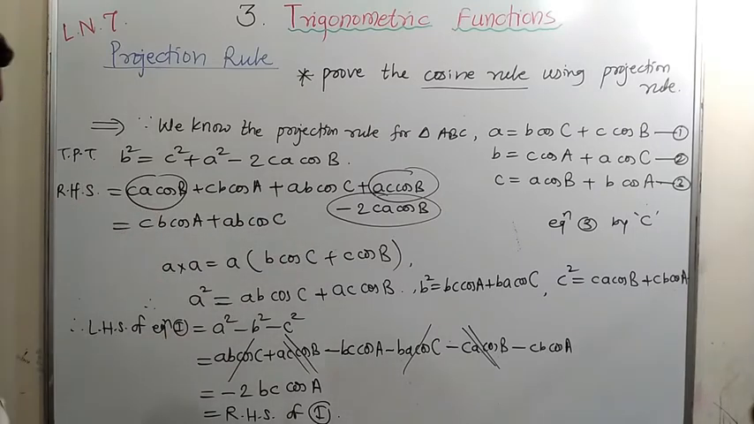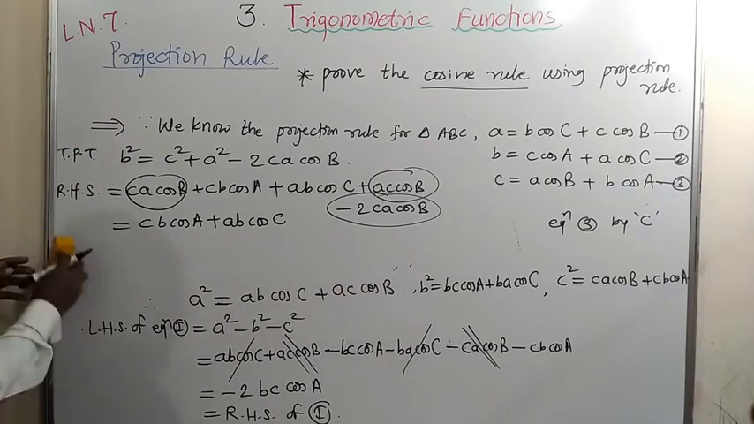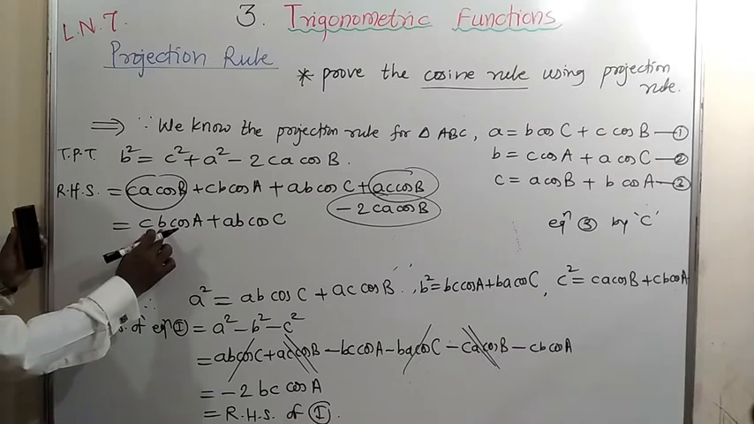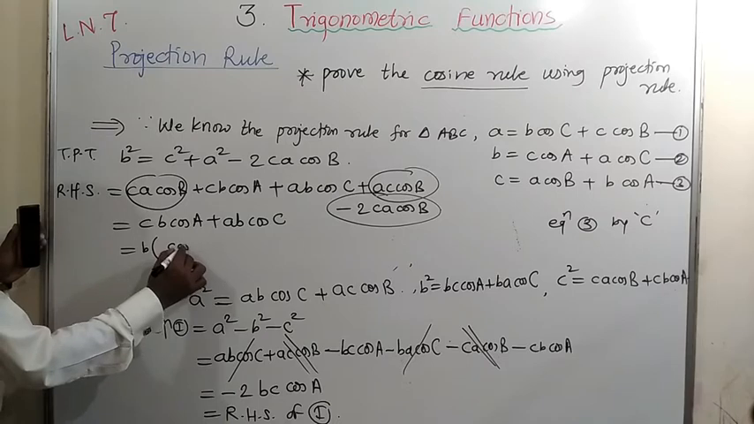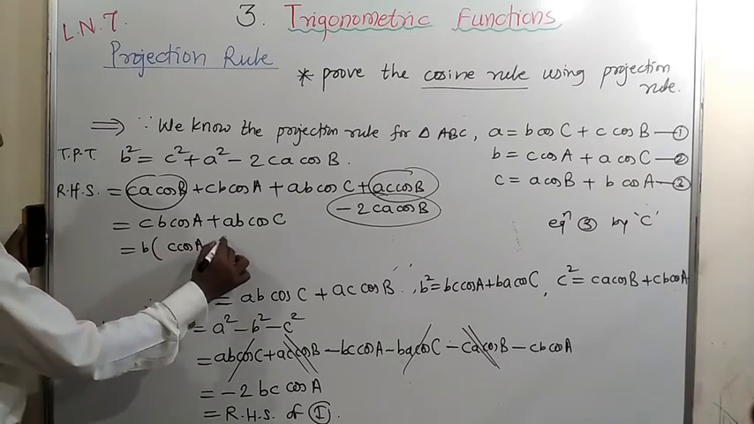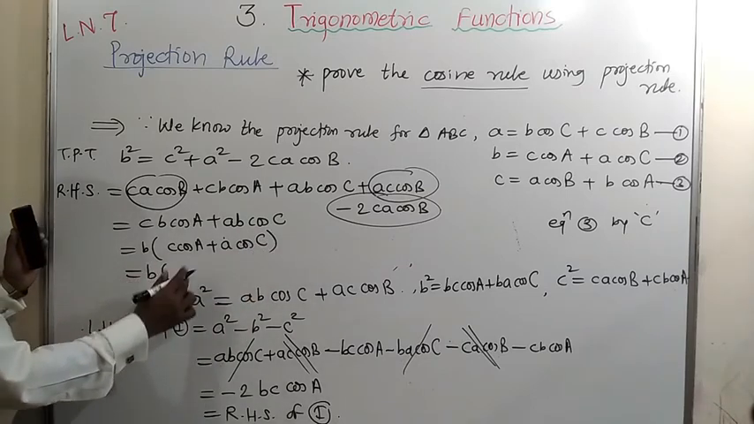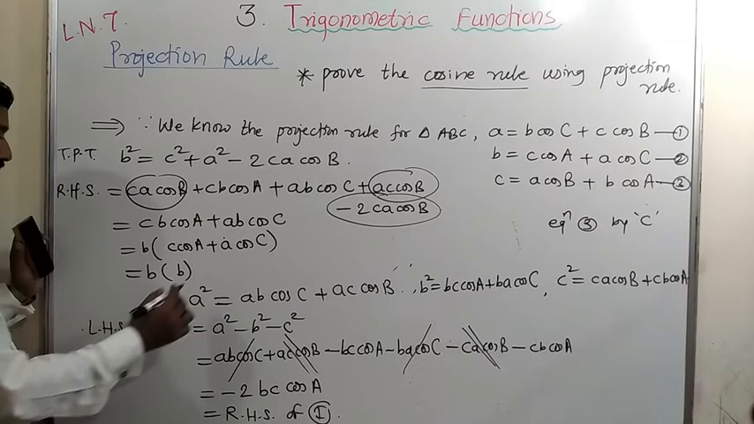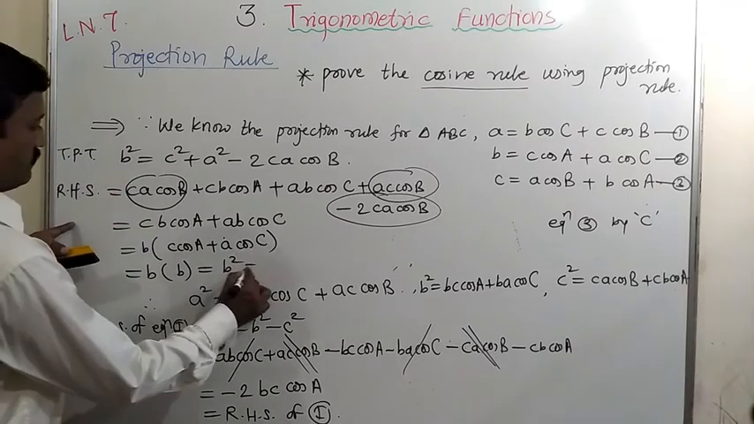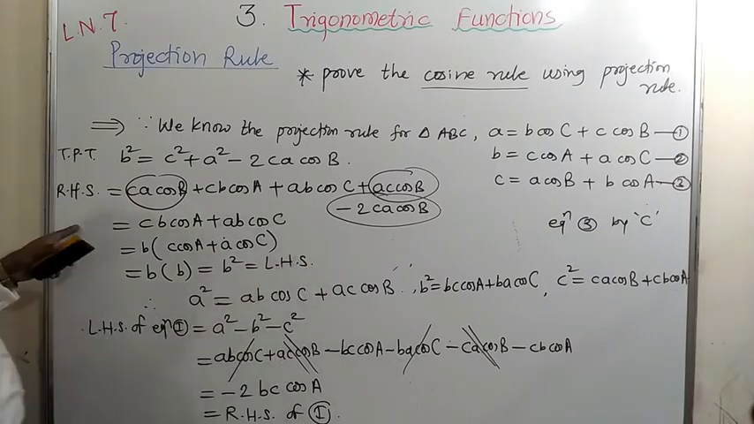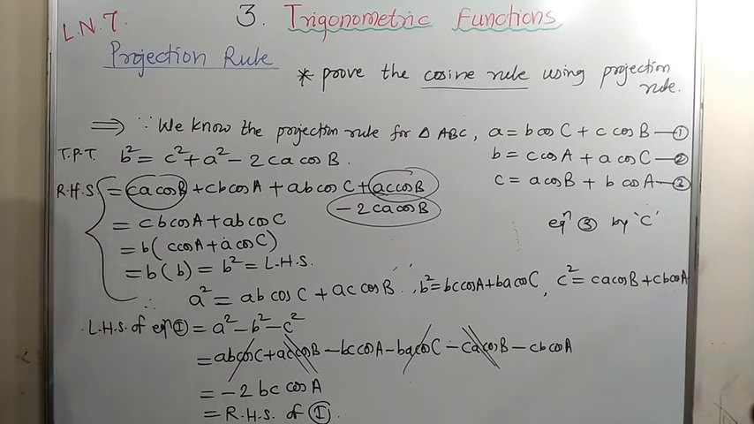This is the second way to prove cosine rule using the same results. So can we take common b from both? Yes, taking b in bracket remains c cos A plus a cos C, and it is nothing but b into b, this is again by projection rule b. So it is equal to b square, that is LHS. RHS to LHS. This is also another way to prove cosine rule.